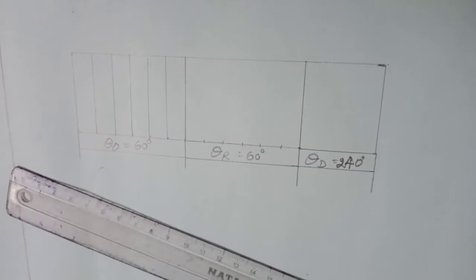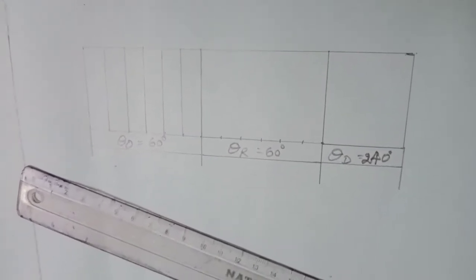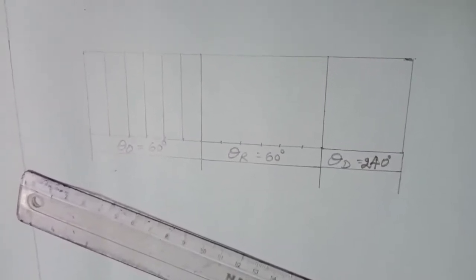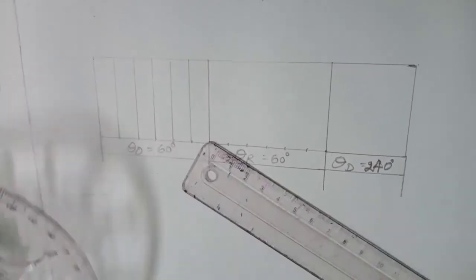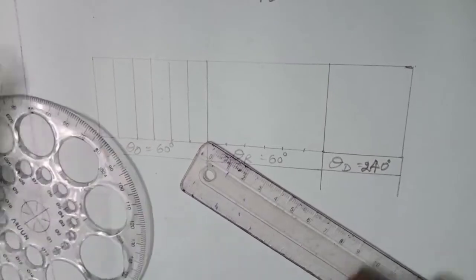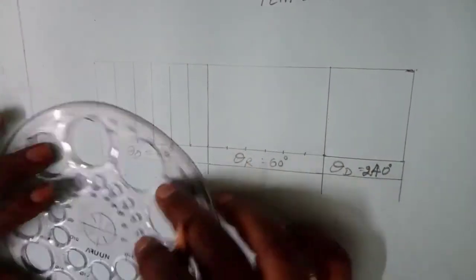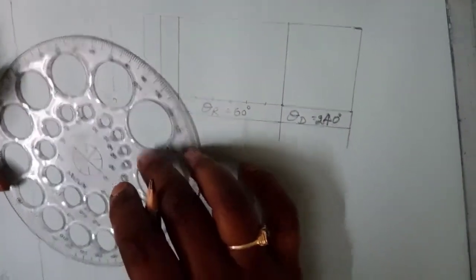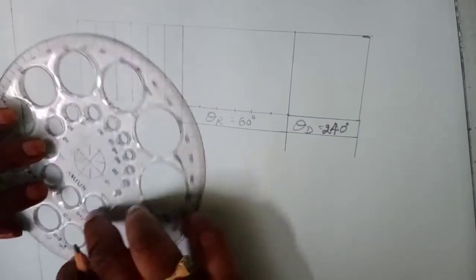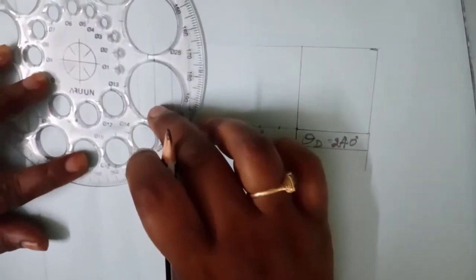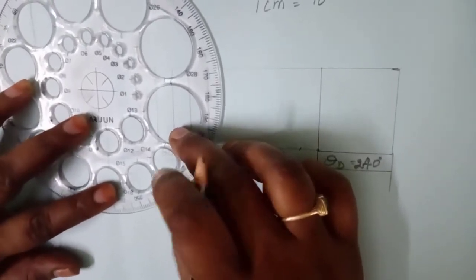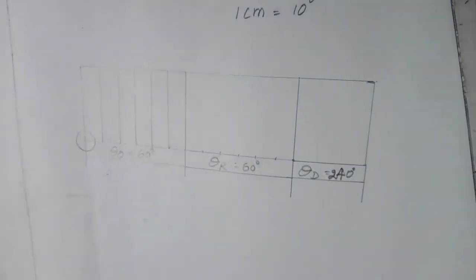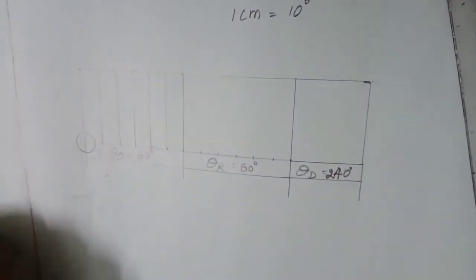Before going to that, what you have to do? You have to use a 6 mm radius. Use a profile or template and draw the 6 mm radius. That is the generating circle, with radius 6 mm. So I have drawn the circle.